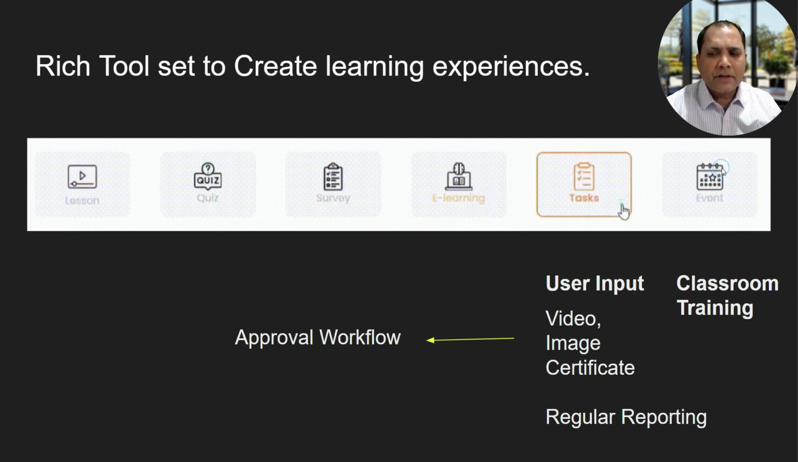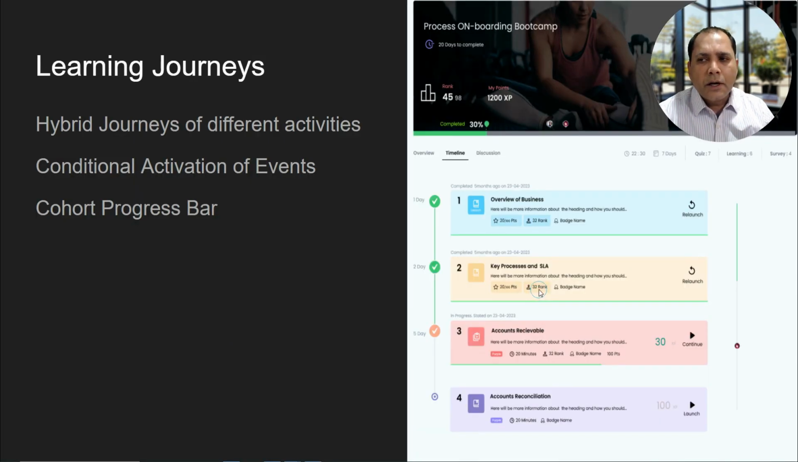The second one is events, which are basically synchronous activities. So, for example, classroom training, a webinar, a lab time, a market visit. So, anything that has a specific date and time can be created and managed very well from within the system. Learning journeys are curriculums or journey experiences that you can create for your participants.